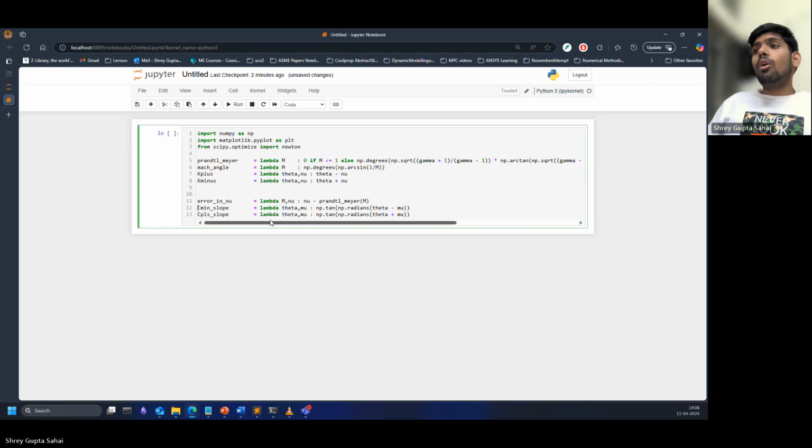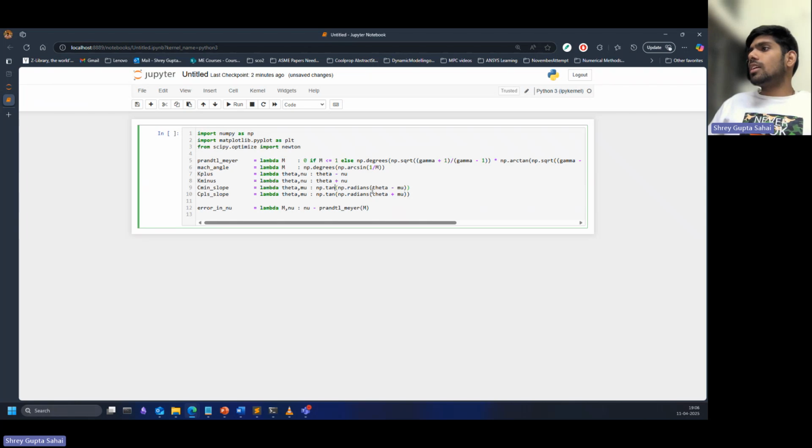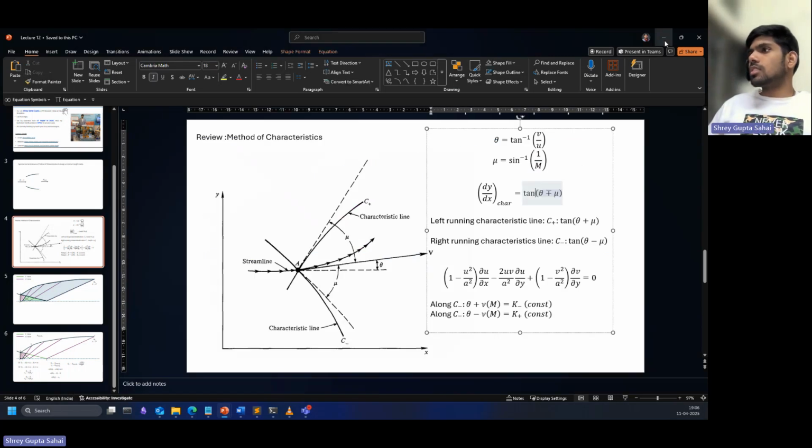Also the slopes that you're going to use. These are the slopes. So given a theta and mu, we want the slope dy by dx of the characteristics. This one. Yes, we are going to use this.